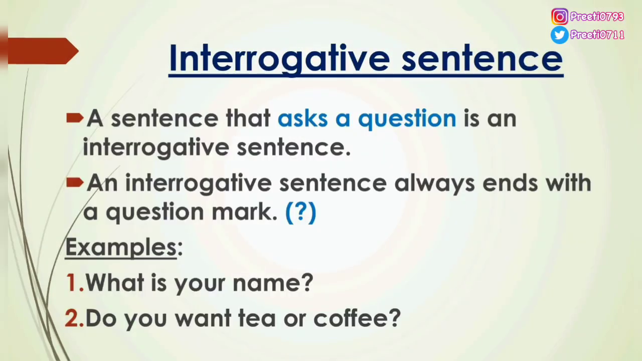Next is interrogative sentence. It says a sentence that asks a question is an interrogative sentence. An interrogative sentence always ends with a question mark. Interrogative, the word itself is telling that it is interrogating something. Interrogate means to question, to ask. So interrogative sentences are those sentences which put up a question. For an example, what is your name? Do you want tea or coffee?